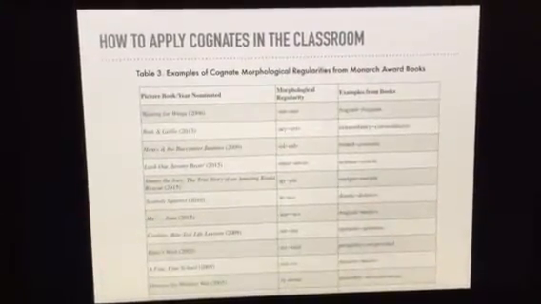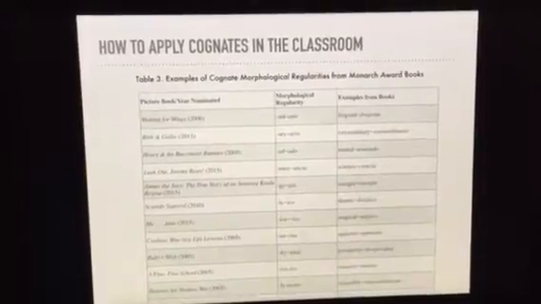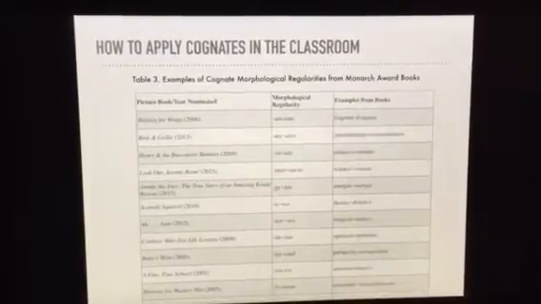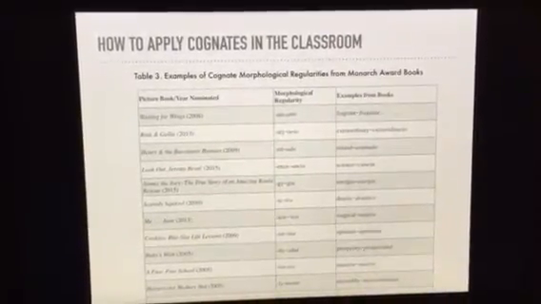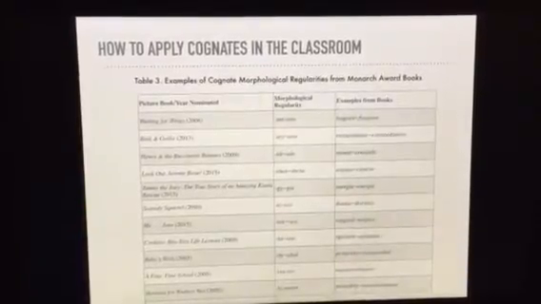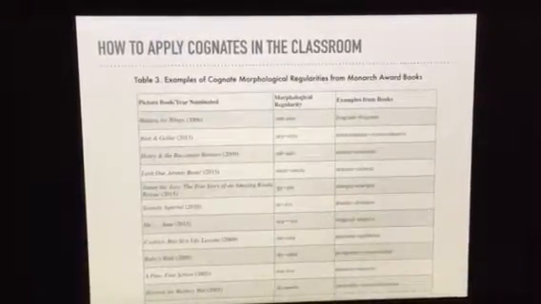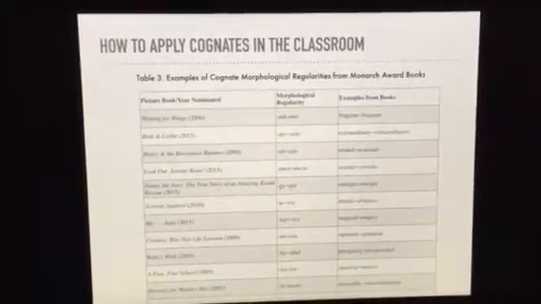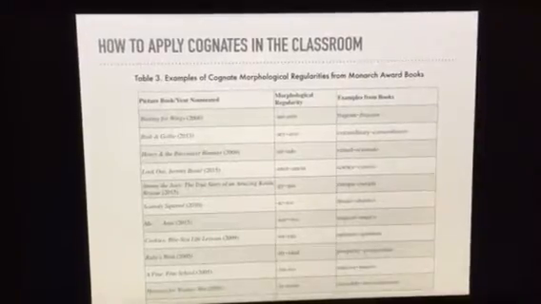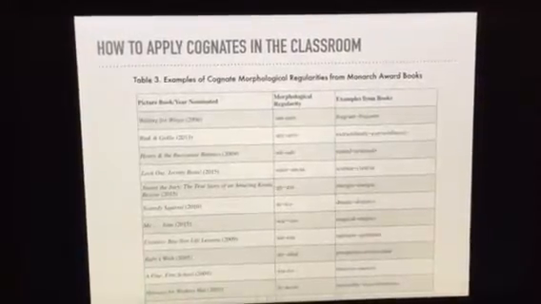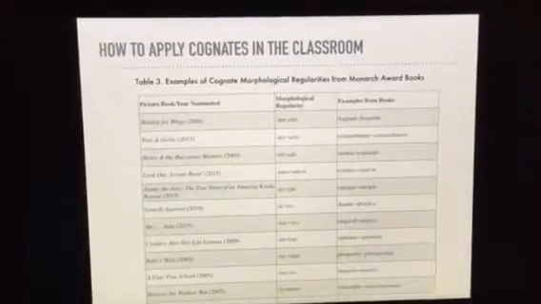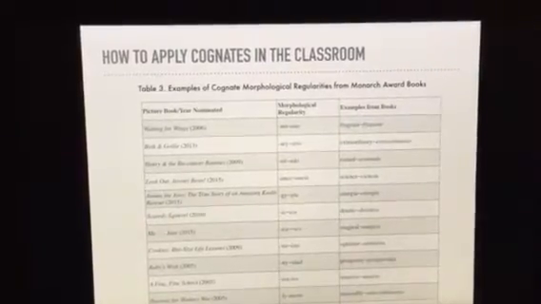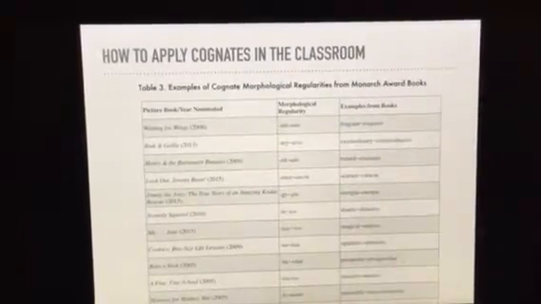Taking this step even further, we have examples from a collection of works from the Monarch Book Awards, which is an annual award given out through the Illinois Public Schools, of books and the morphological regularity presented in each book. So for instance, if you look at the top, you'll see Waiting for Wings from 2006 has the morphological regularity of ante, or ante, fragrant, fragrante, or restaurant, restaurante, going on and so forth.